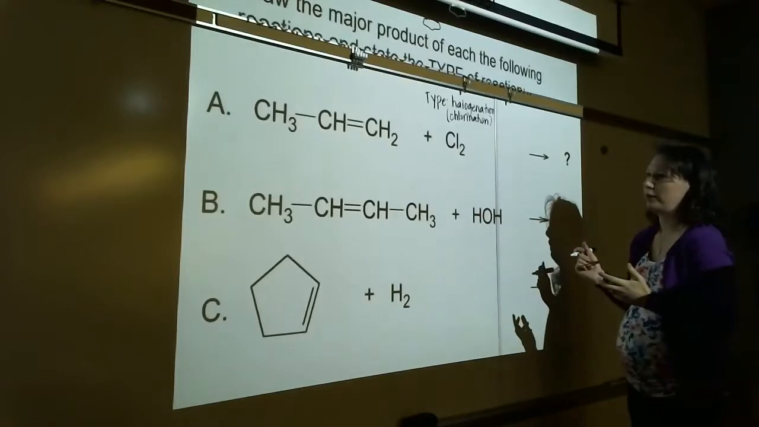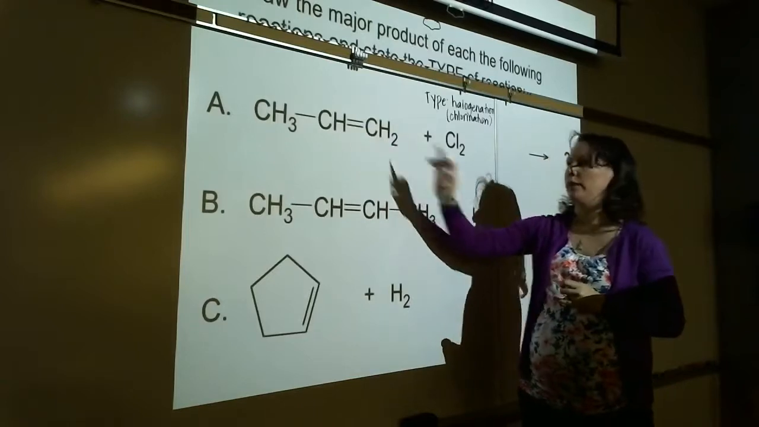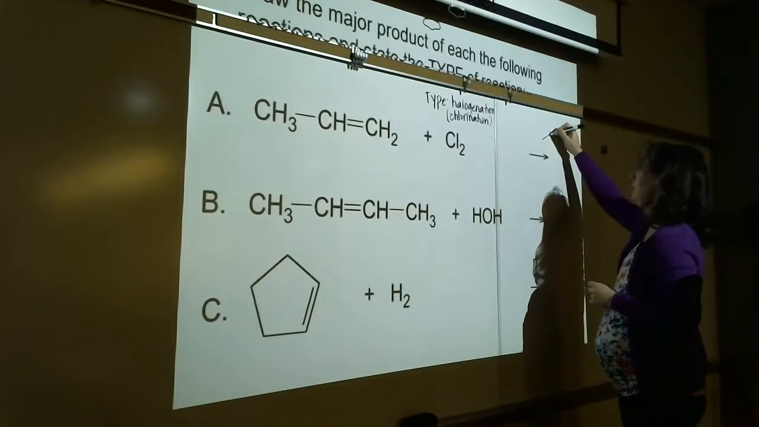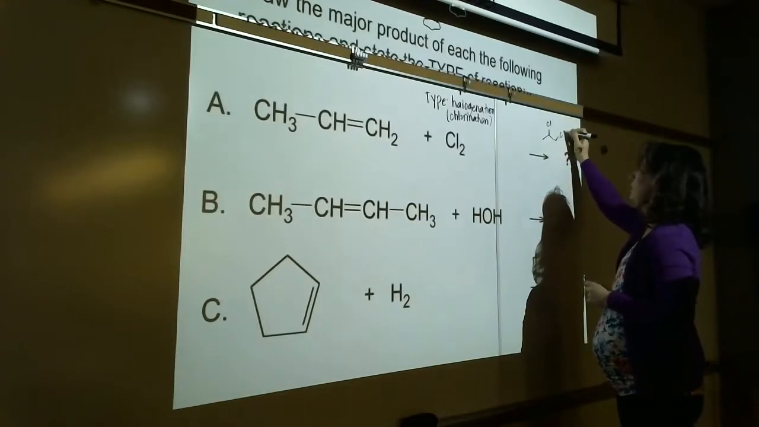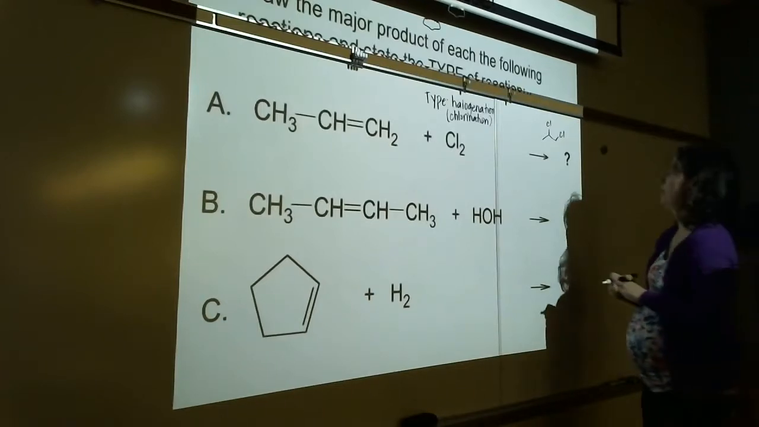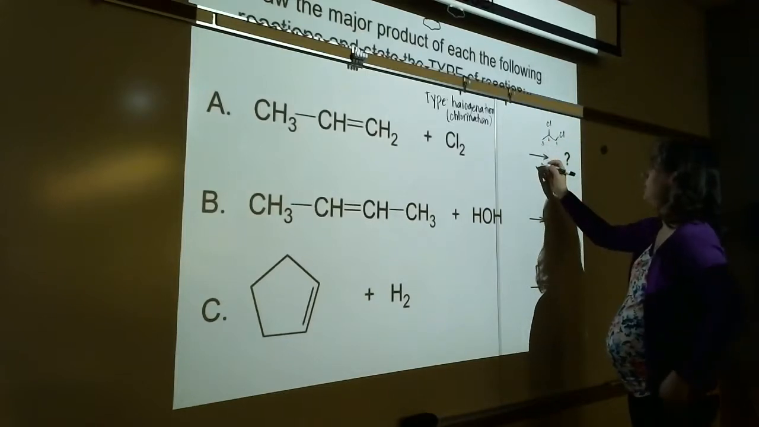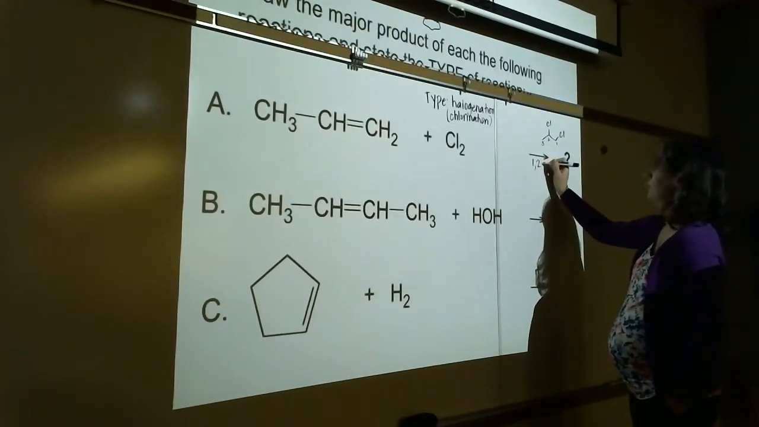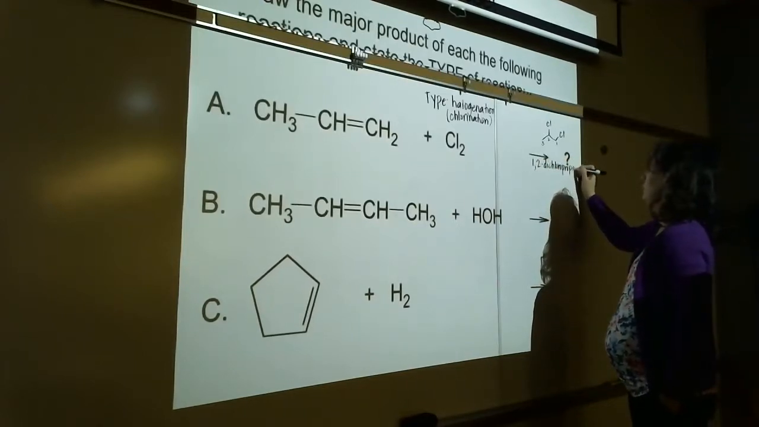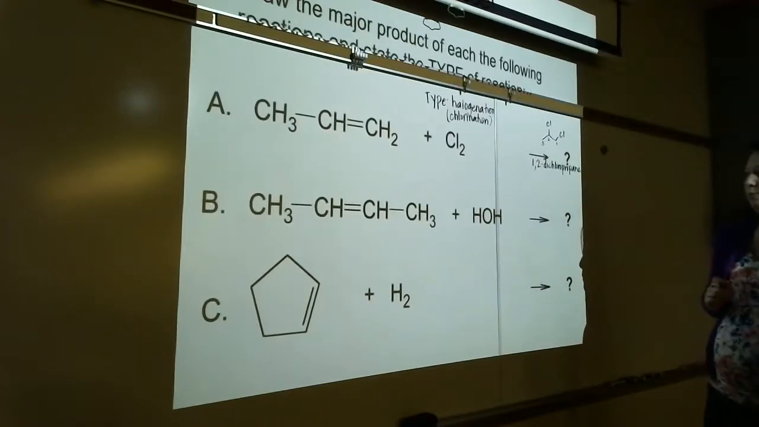The product is going to be what? One chlorine goes on each one of these carbons, right? So we're going to get 1, 2, 3, Cl, Cl. Yes? We know how to name this too. Let's just practice naming. 1, 2, 3. So what's the name of this? Right. Good. All right, what is the type of reaction in B?